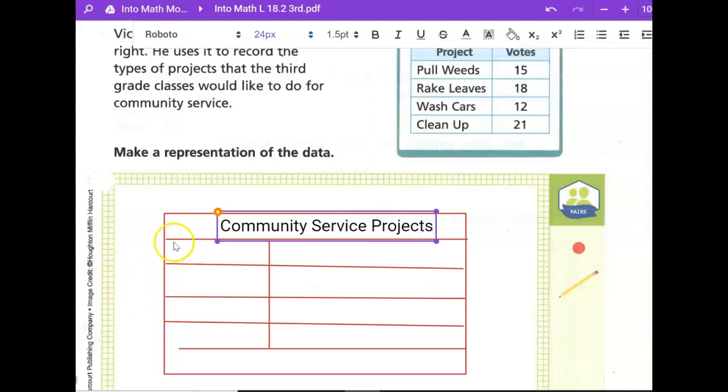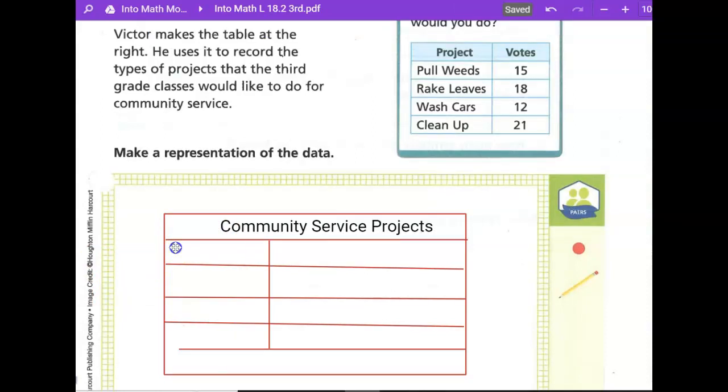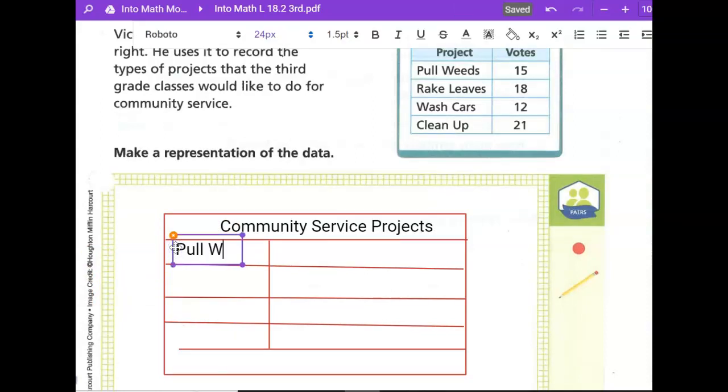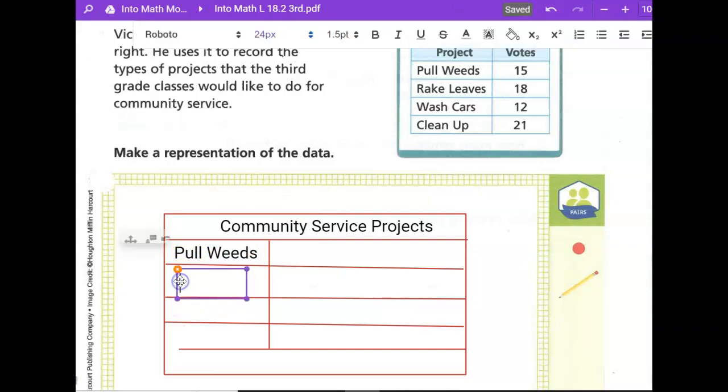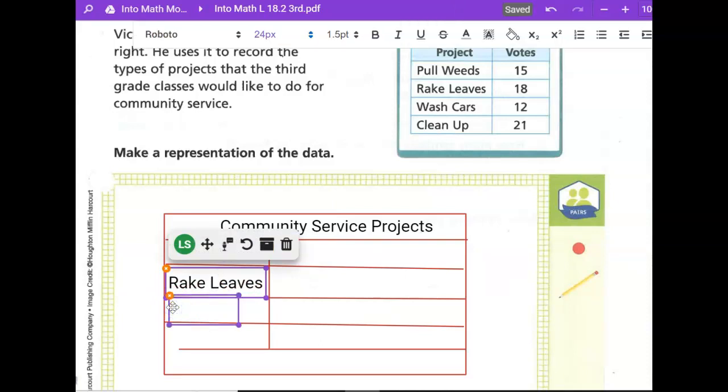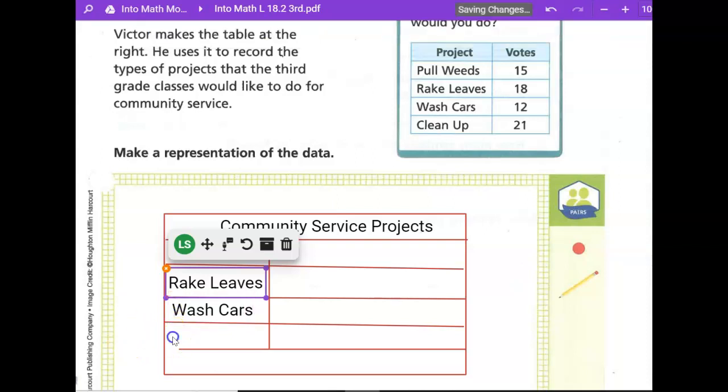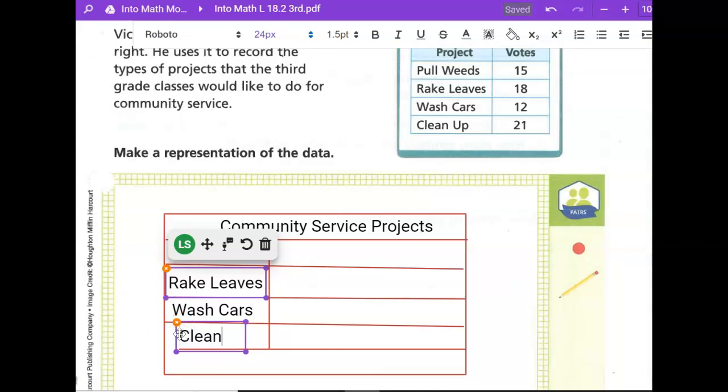And then we're going to go down here and we're going to type in our categories. And the first one listed on our tally chart is pull weeds. I'll center that in my thing a little better. And then rake leaves. Then we have wash cars and clean, I'm just going to use a more generic one, clean up.